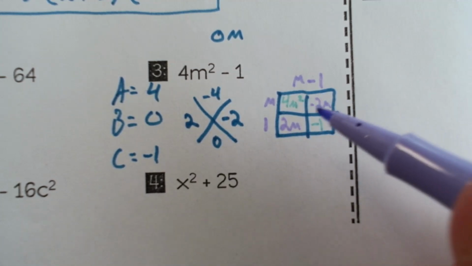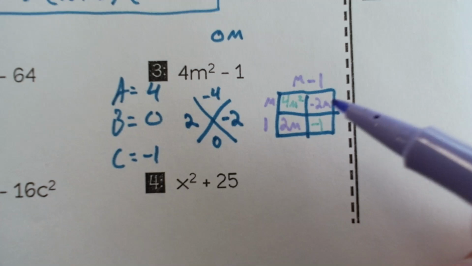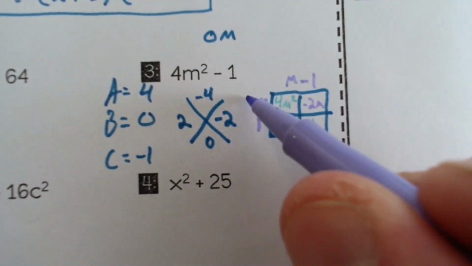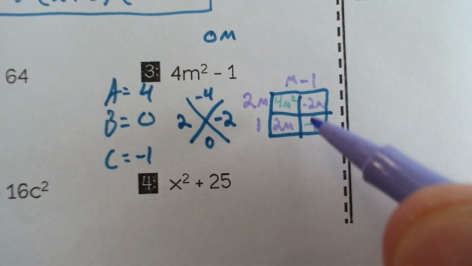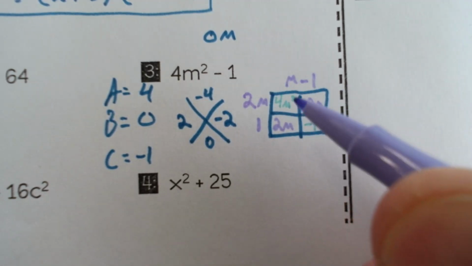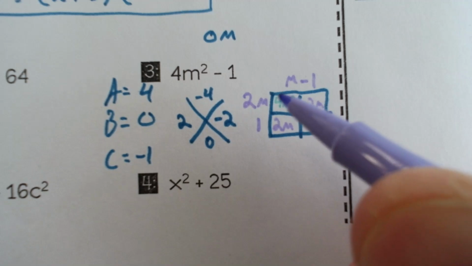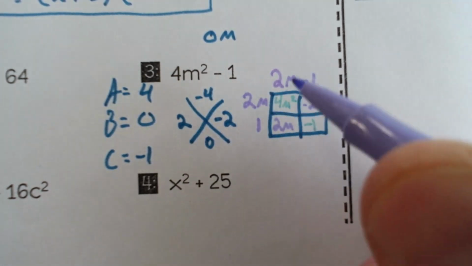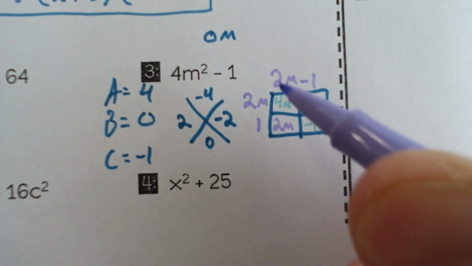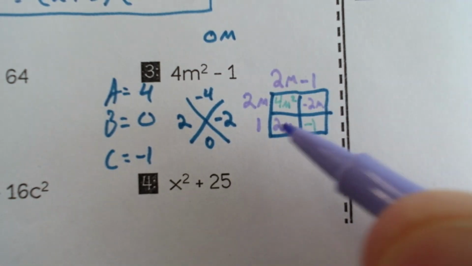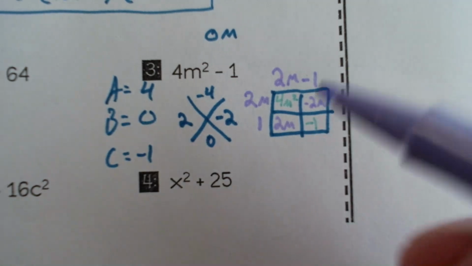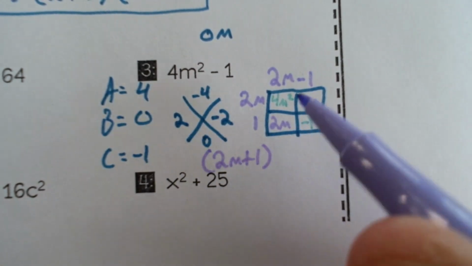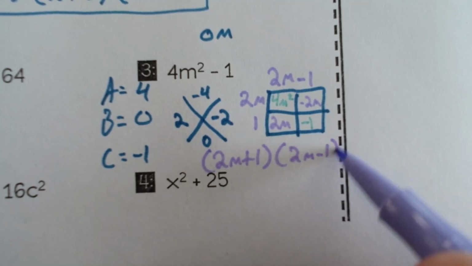So now I'm going to move up. Here's negative 2. What would I have to multiply by negative 1 in order to get negative 2m? Well, I would need 2m. Okay, I'm going to work my way around. What would I have to multiply 2m by in order to get 4m squared? Well, I would need another 2m. 2m times 2m is 4m squared. And then I work and confirm this. 2m times 1 is 2m, so that works. So my two binomials, one is 2m plus 1. The other is 2m minus 1.